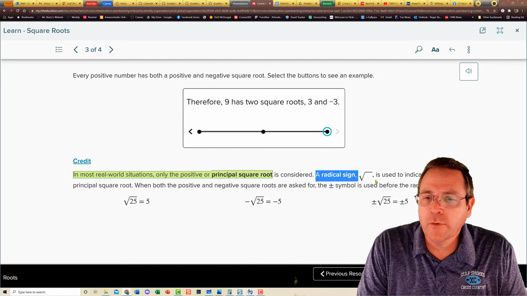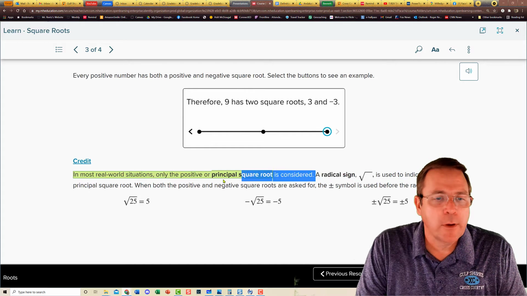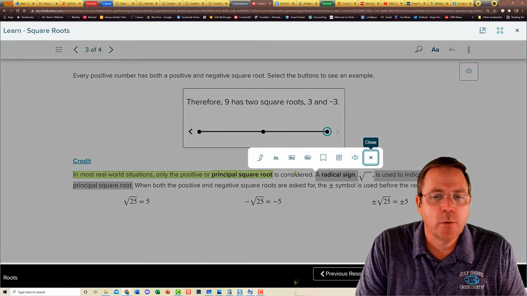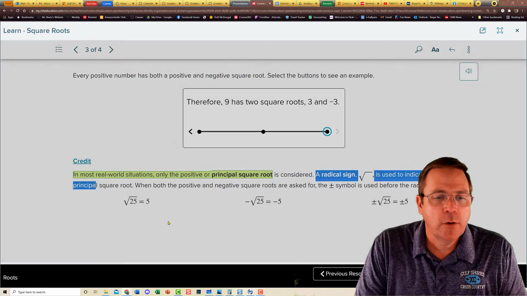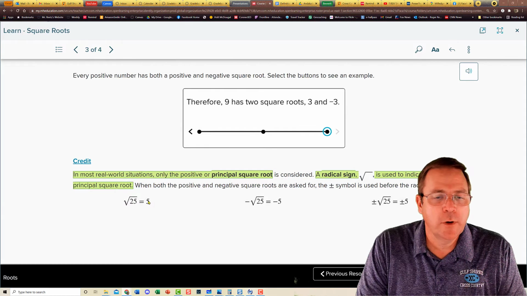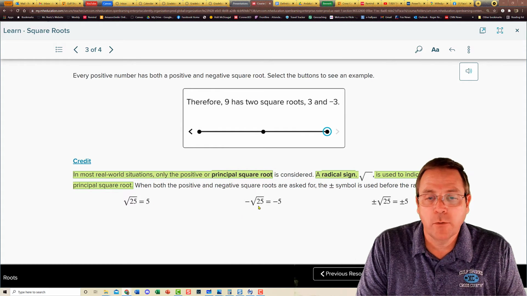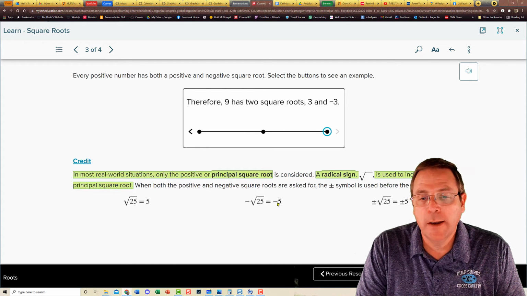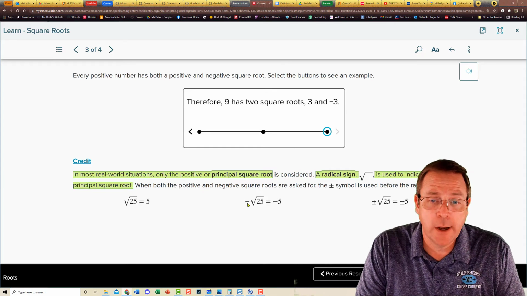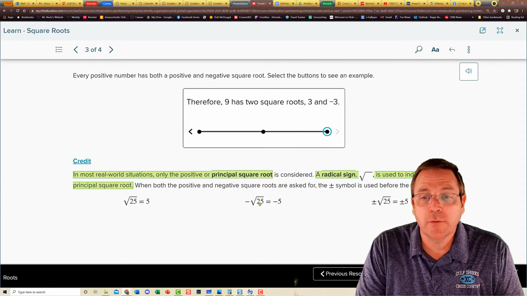A radical sign, that's that funky little shape right there, is used to indicate a square root. And for example, here you can see that the square root of 25 is 5. The negative square root of 25, that's going to become negative 5. Notice that negative sign is outside the radical house, so you put it on after you find the square root.